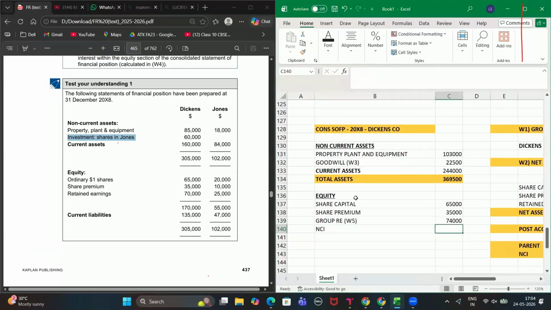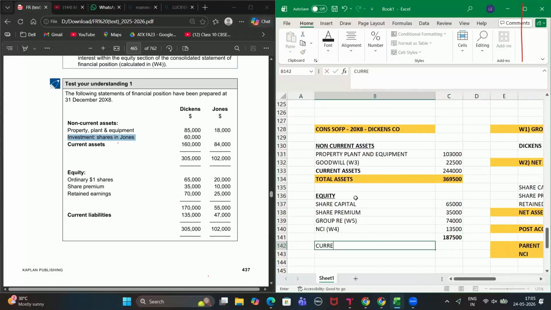Exactly. NCI. What is the value of NCI that we got? From working 4. What is the value of NCI that we got? 13,500. So, what is the total equity? 187,500. Okay.